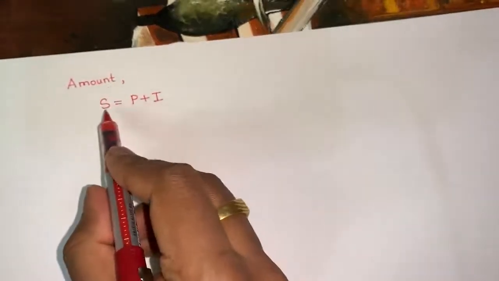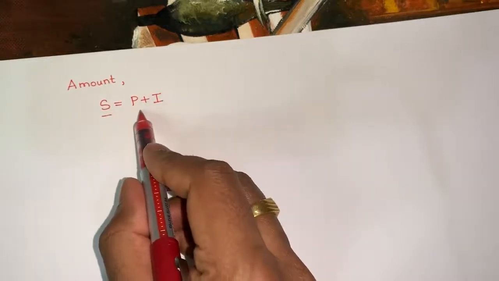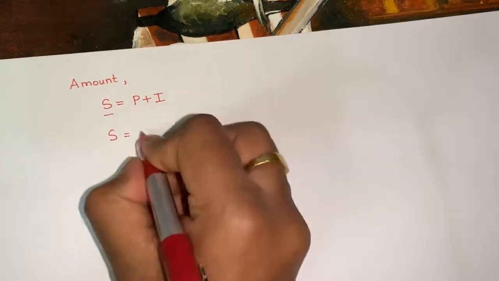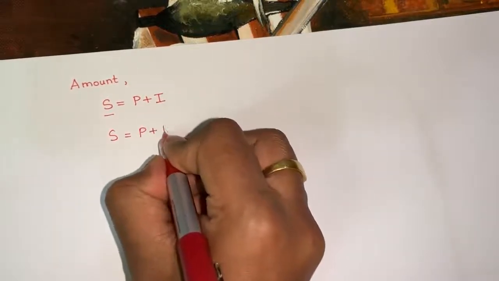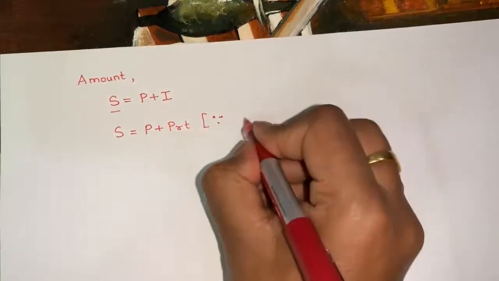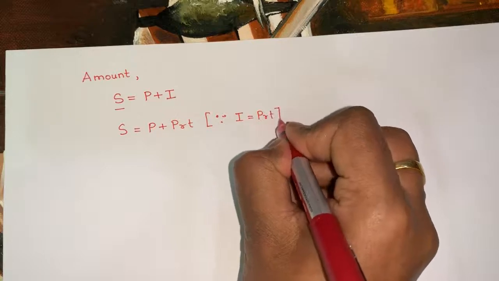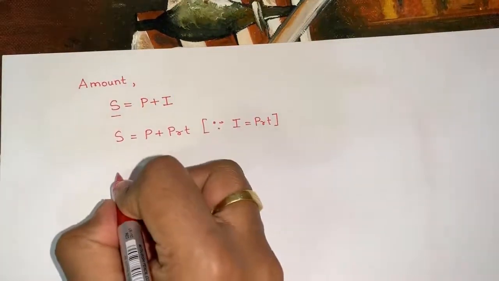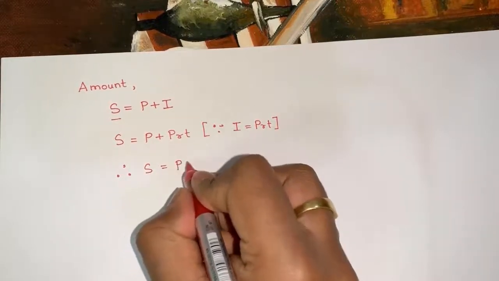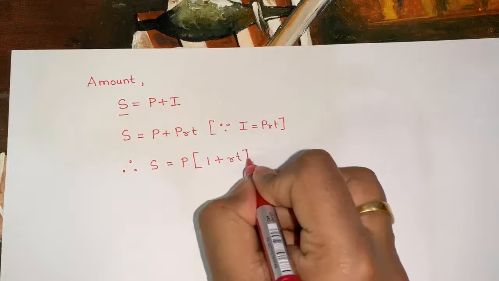And amount, we hereby denote amount by capital S. Amount equals to principal plus interest. So we can rewrite it as amount equals to principal plus PRT, as we all know that since interest is equals to PRT. Therefore, our amount becomes P taken in common, 1 plus RT.